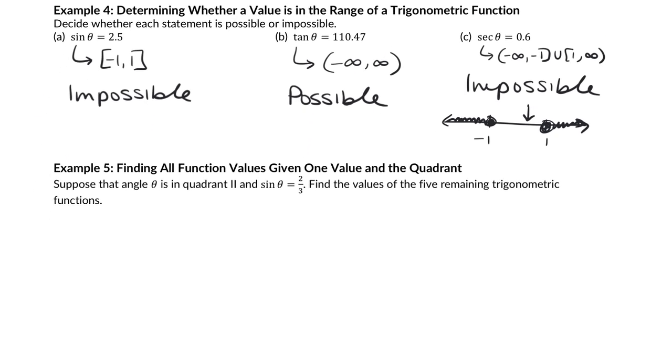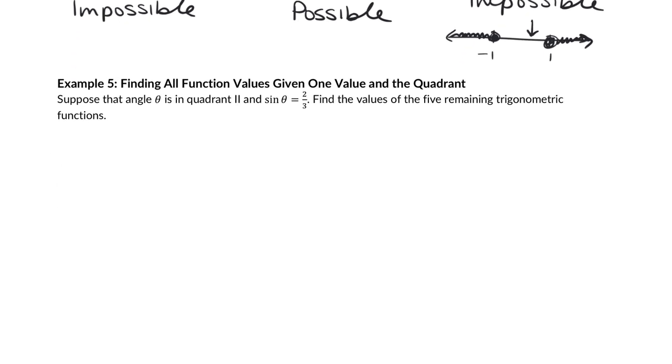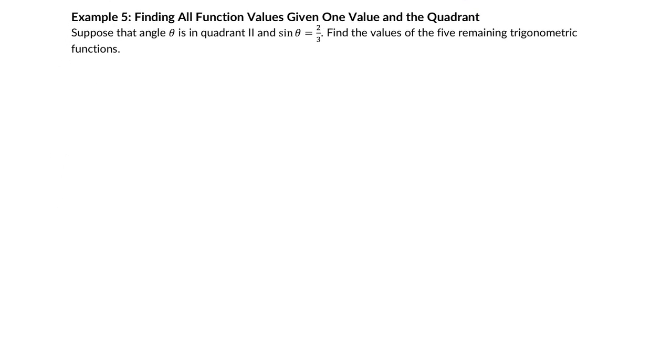We're still going to find all 6 trig values, but this time instead of giving you a coordinate point, they've given you a ratio and information about the quadrant in which this angle is. It says, suppose that angle theta is in quadrant 2 and sine of theta is equal to 2/3. We're going to find the values of the 5 remaining trig functions. All right, let's first start with the information we're given.